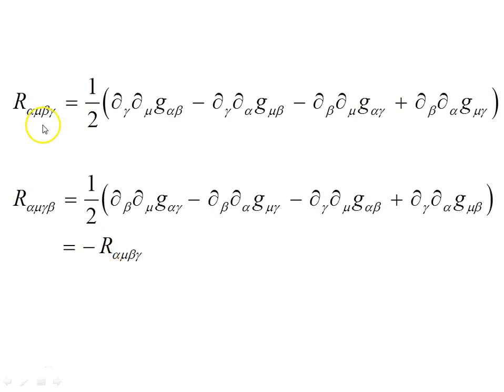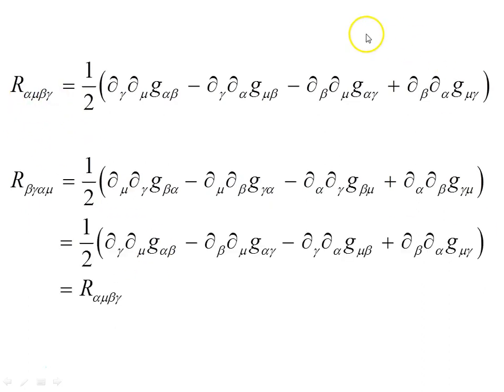So this is the negative of the original expression. Keep going. This time around now, we're going to take the last two indices, beta and gamma, and put them first. And the first two indices, alpha, mu, put those last.